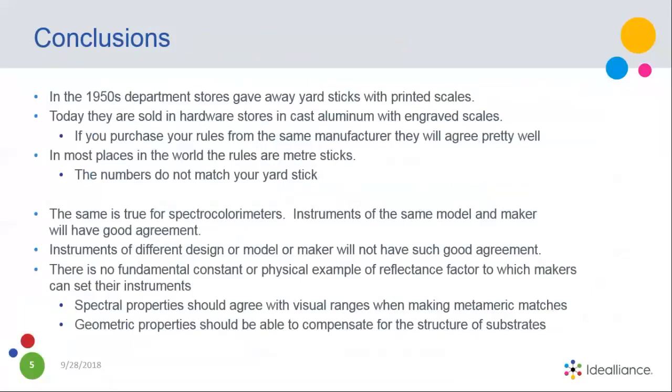You can convert, you can do some things to correct it, but out of the box, they don't match. That's the same situation we've got in colorimetry today. So instruments from the same model and maker have pretty good agreement. How good is pretty good?